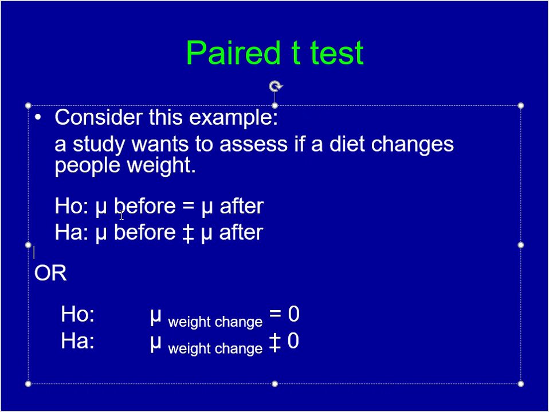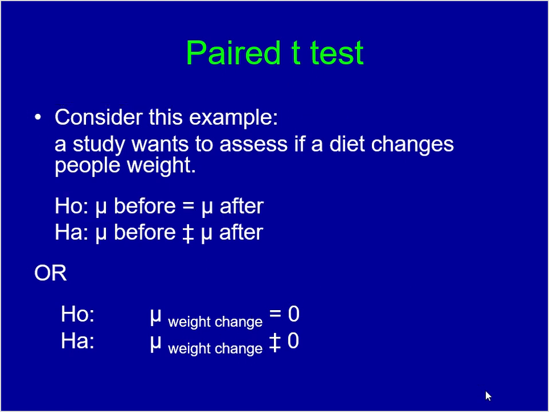Again, let me remind you here that the null hypothesis is written as something equals something. And since you're dealing with numerical data, then you're going to use the mu as your parameter. It's always a parameter in the null hypothesis and alternative hypothesis. So mu before equal mu after. Or you can write it as mu of weight change, and mu of weight differences is equal to 0, and the alternative hypothesis not equal to 0.